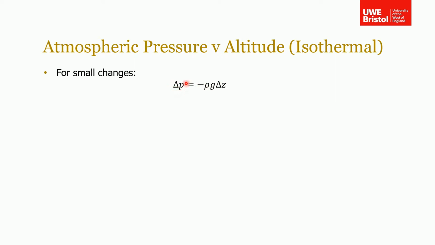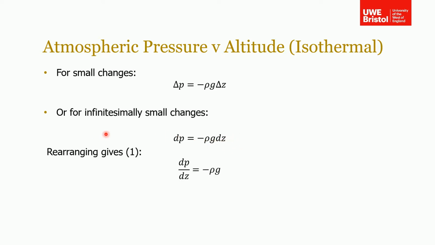And we can say that for small changes, the change in pressure is equal to minus rho g delta z, so a small change in z. And if we make those changes smaller and smaller until they're infinitesimally small, then we end up with this equation. We can write it as dp is equal to minus rho g dz. And so we get to something that we can integrate. But if we were to integrate this, we'd end up back where we started. But we don't want to do that. We want to do some further substitutions.